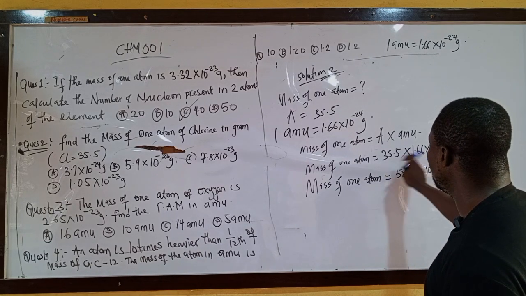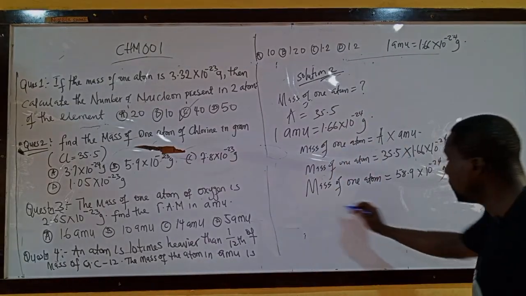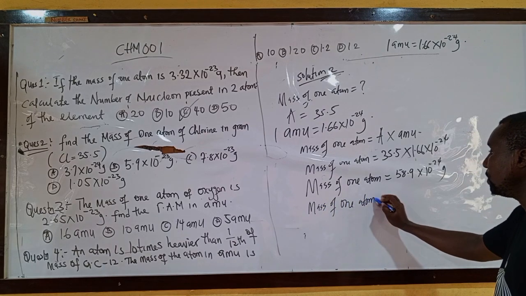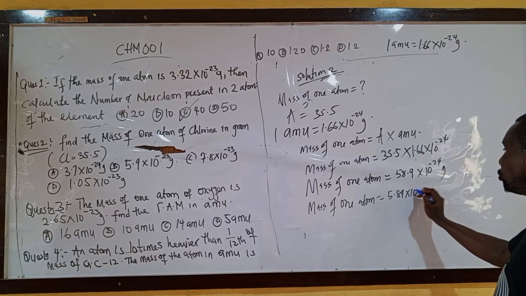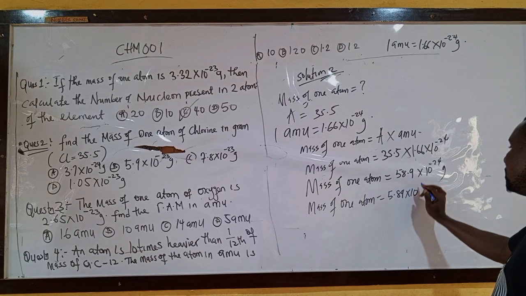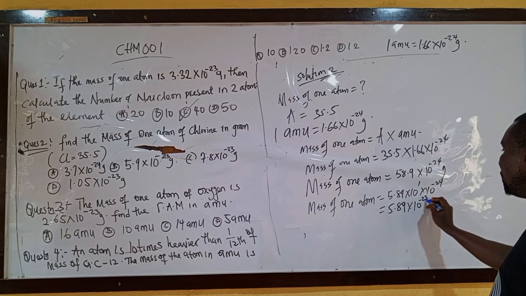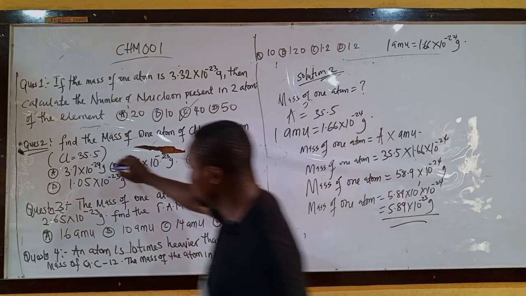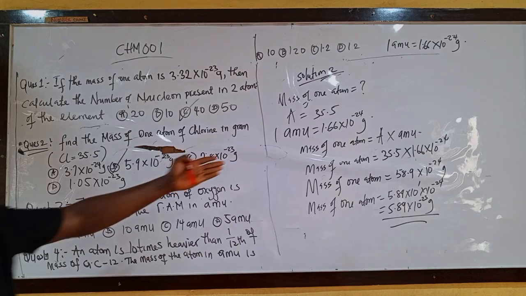Then from here, take it to a proper standard form. That means you have mass of 1 atom equal to 5.89 times 10 raised to power 1 times 10 raised to power minus 24. Then this will give you 5.89 times 10 raised to power minus 23 gram, which is approximately 5.9. Option B.